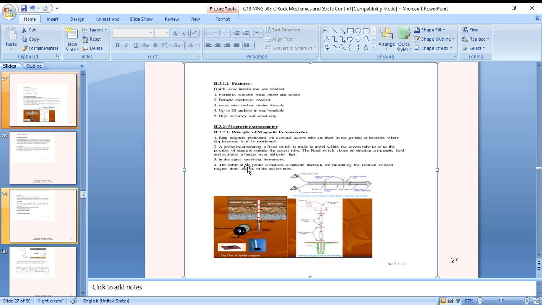Ring magnets positioned on a central access tube are fixed in the ground borehole where the displacement is to be monitored. A probe incorporating a reed switch is made to travel within the access tube to sense the position of a magnet outside the access tube. The reed switch, on entering the magnetic field, activates a buzzer or an indicator light. The single receiving instrument, the cable of the probe, is marked at suitable intervals for measuring the location of each magnet from the end of the access tube.